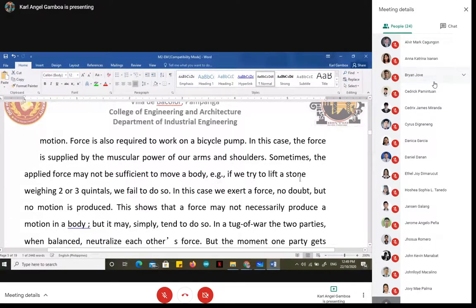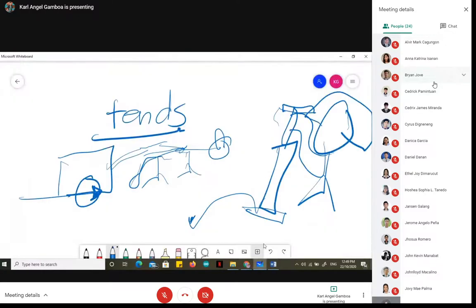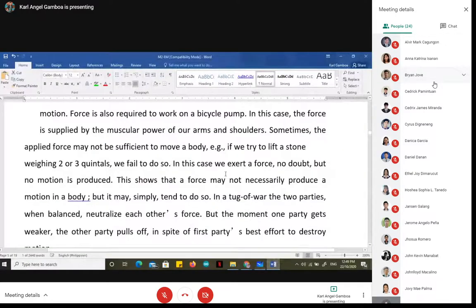Example, if you try to lift a stone weighing 2 or 3 quintals, we fail to do so. So, quintals is a very large measurement of force. Alam niyo ba, nung nabasa ko minsan, ang theoretical na kaya lang buhatin ng tao is just 1.5 times of our own weight. So, parang superhuman na yung mga nagbubuhat na. For example, 50 kilograms ka, nagbuhat ka ng 200 kilograms. So, medyo mahirap na yun.